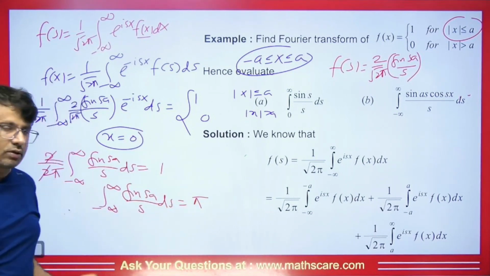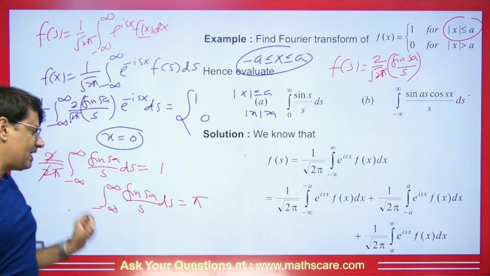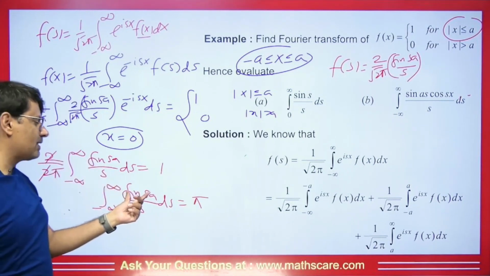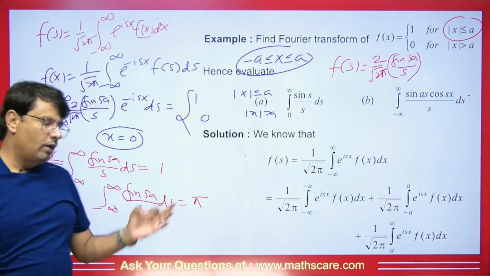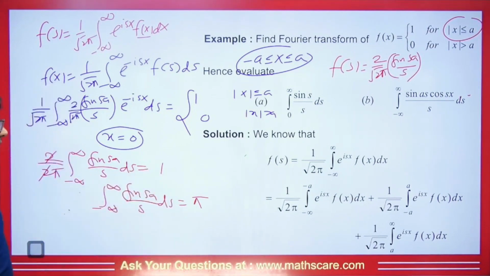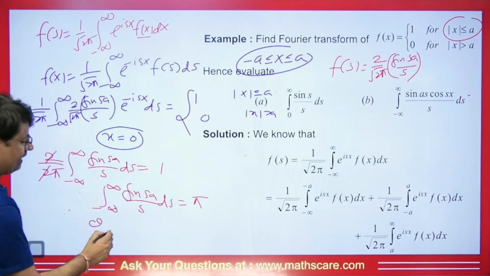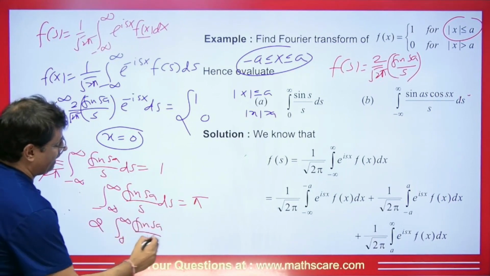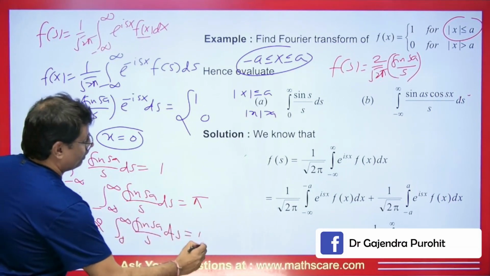One thing you need to keep in mind here is that this function is in s, and it will be an even function. Why will it be even? Because the numerator is odd and the denominator is also odd. So odd upon odd here will be an even function. We can write this as twice of limit 0 to infinity, and we will get sin(sa) upon s ds, and the value equals pi.